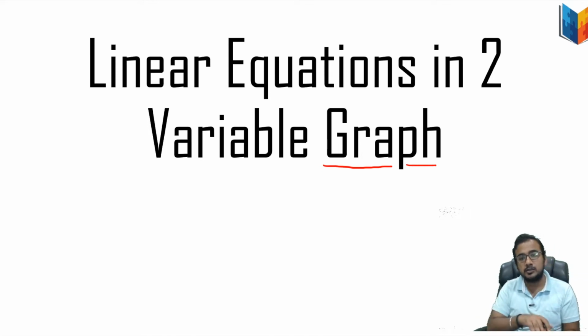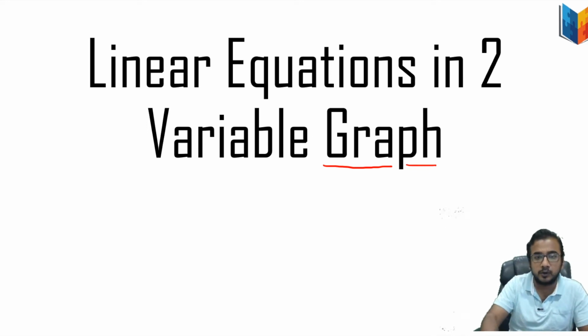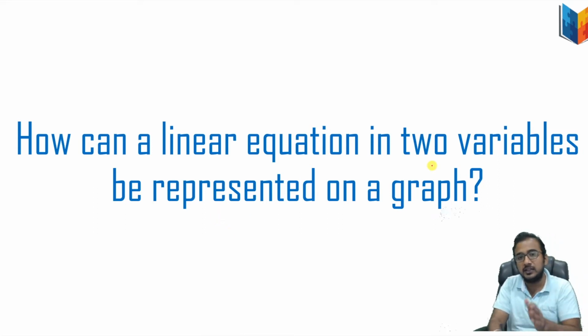So in linear equation two variable graph, currently what we will be learning is we will have some equation where we will try to draw a graph. But what the graph will look like and why it looks that way, that we will be seeing, and that would be very important. Okay, so see, how can a linear equation in two variables, so we will have x and y.